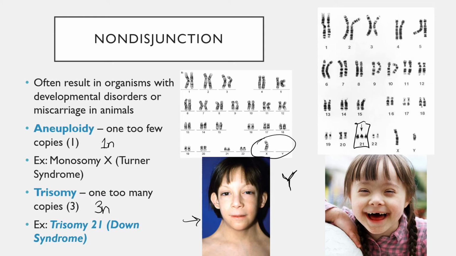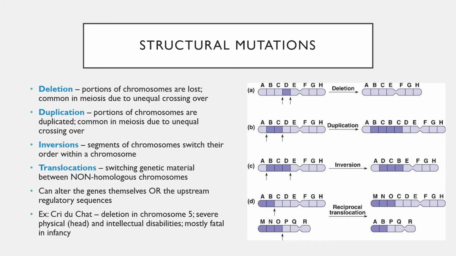This seems to happen more frequently when the male and female that are reproducing are over the age of 40, and I believe for males it's over the age of 50. As you get older, your ability to do meiosis faithfully will start to degrade. So you'll experience more instances of non-disjunction, more chances of having an offspring with something like trisomy 21.